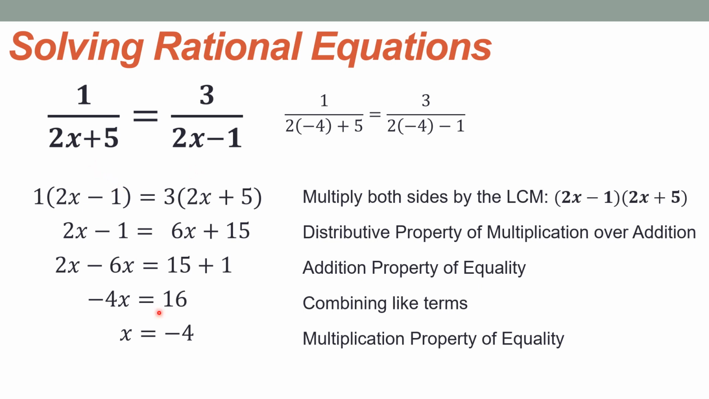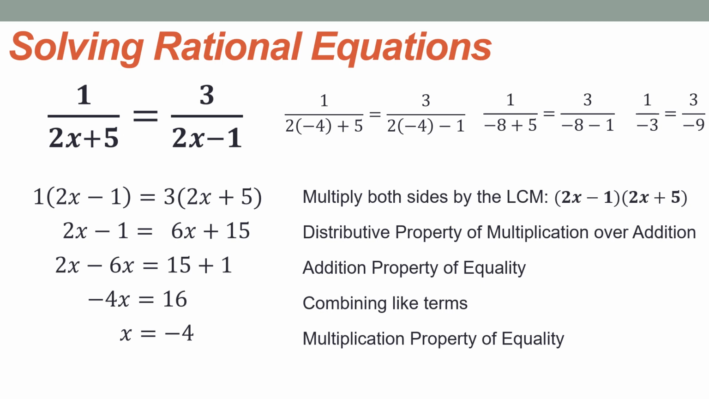Suppose we substitute negative 4 here. 1 over 2 times negative 4 plus 5 is equal to 3 over 2 times negative 4 minus 1. Let's see if this side is the same as this side. Okay? 2 times negative 4 is equal to negative 8. We have 1 over negative 8 plus 5 is equal to 3 over negative 8 minus 1. Upon simplifying, we come up with 1 over negative 3 is equal to 3 over negative 9.